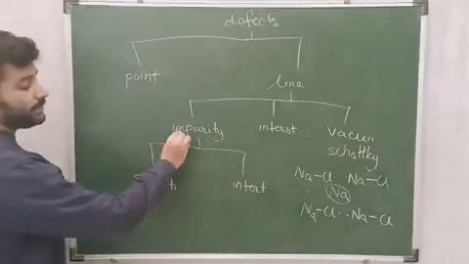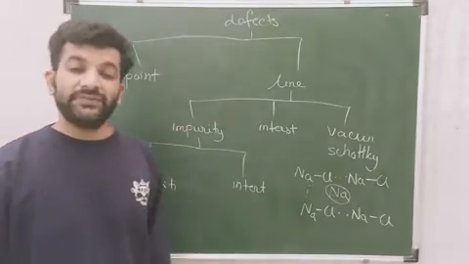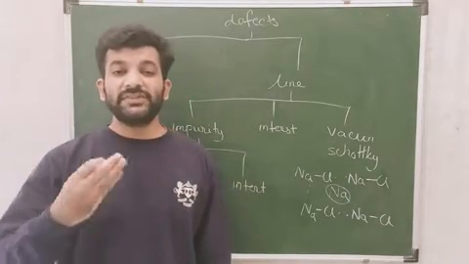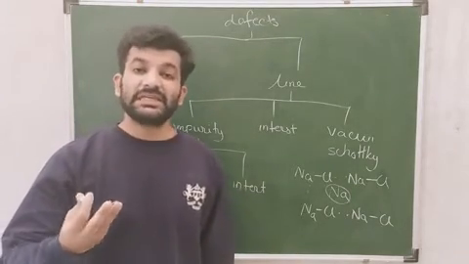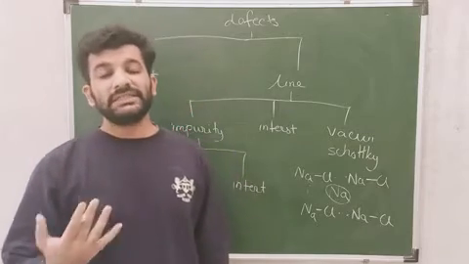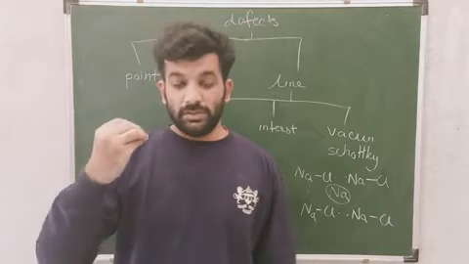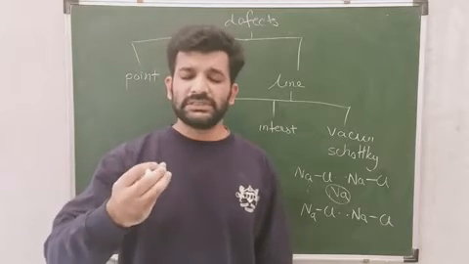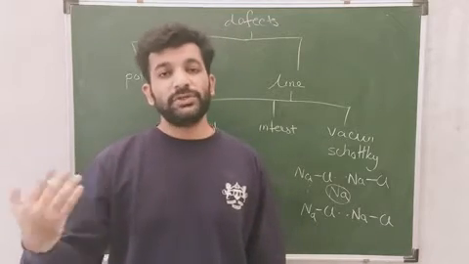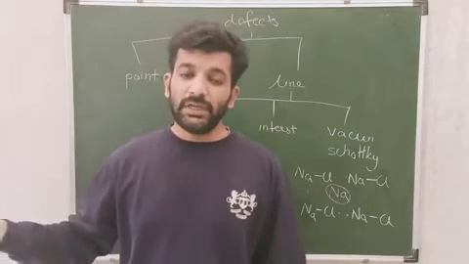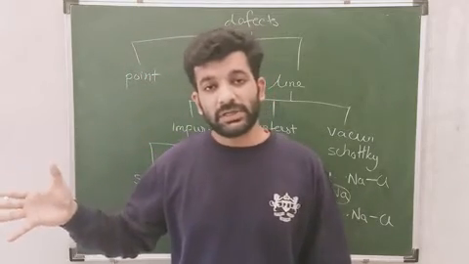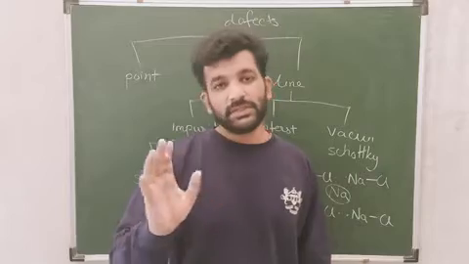Next is what? Impurity defect. This defect is very important because of that defect we are having stainless steel. Now when we try to make stainless steel, we add nickel, cobalt and carbon, a small amount of carbon, that is 0.3% or 0.03% of carbon. Depending upon the carbon content, the strength of that iron changes.